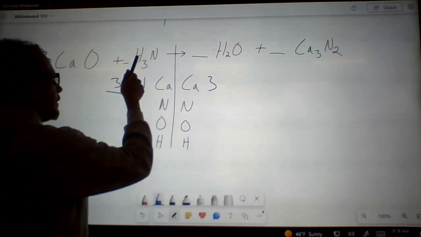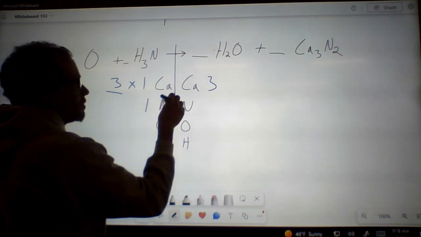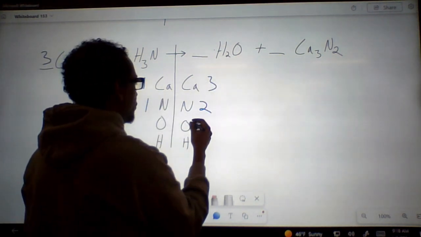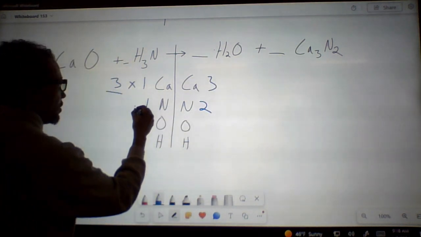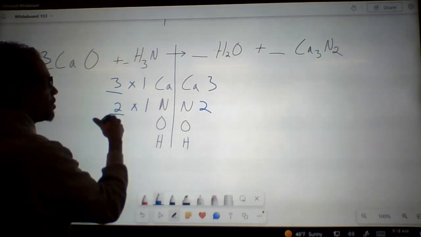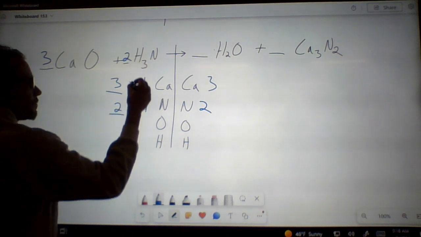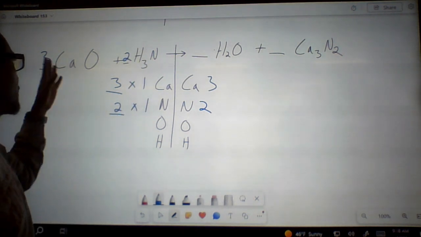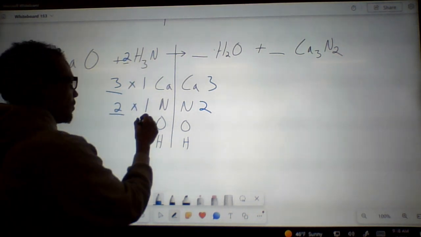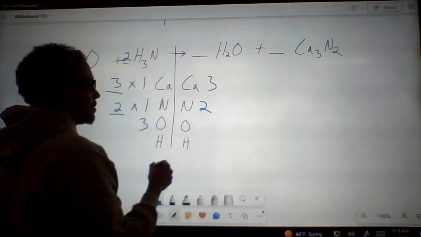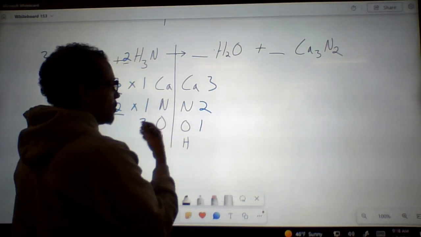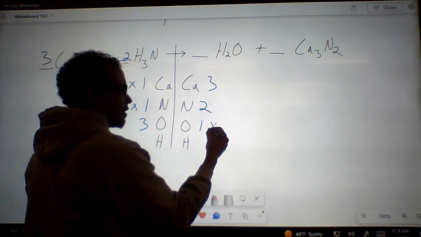All right, and then here nitrogen is 1. Nitrogen on this side is 2. Least common multiple of 2 and 1 is going to be 2. So I'm going to underline 2, make sure it goes here. And then now for oxygens, over here are 3. Oxygens over here are 1. 3 and 1 is 3, multiplied by a factor of 3.